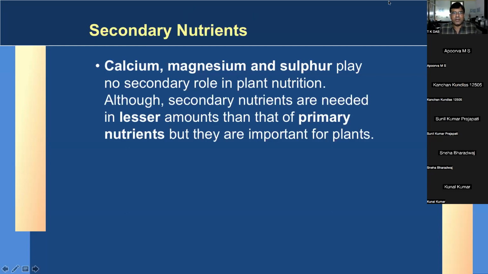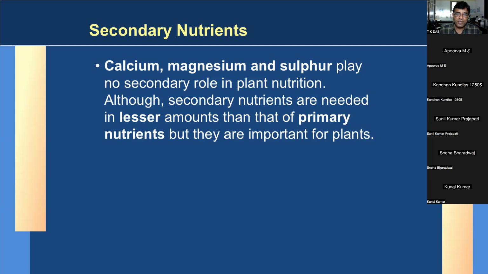Now we start with the secondary nutrients, calcium, magnesium, and sulfur. They are very, very important, and they play a very important role in plant nutrition, particularly by influencing the soil pH. By affecting the soil pH, indirectly they affect the nutrient availability.